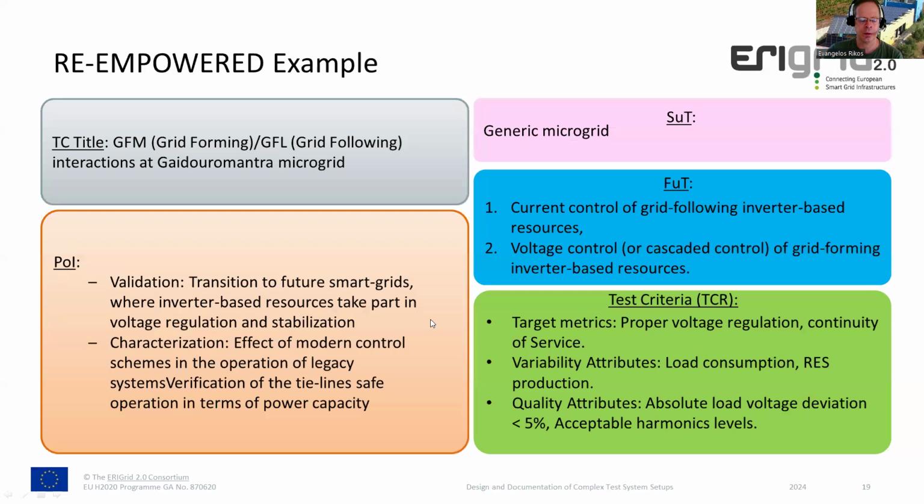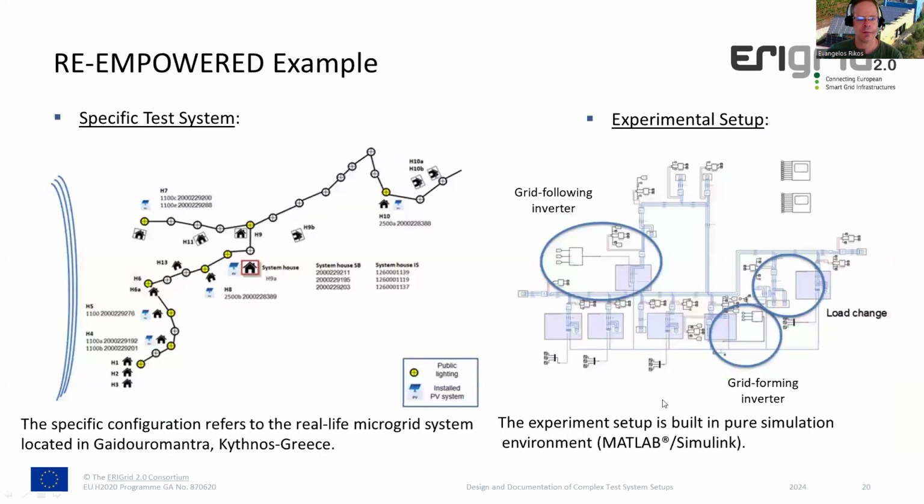Here we also have some purpose of investigation related to the validation and characterization aspects of the microgrid functionalities and some test criteria. And based on those, a specific test system is selected. This system is nothing else than the actual diagram of the specific microgrid and the distribution of the sources and the consumers over it. And the experimental setup we can see on the right-hand side of the slide is a pure simulation realization in MATLAB Simulink, in which we have the same microgrid setup realized in this Simulink model, including the specific inverters to investigate their interaction with the microgrid.